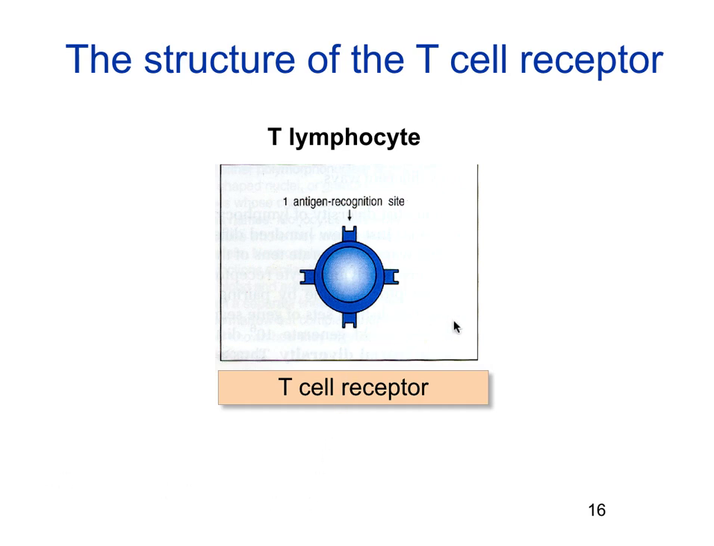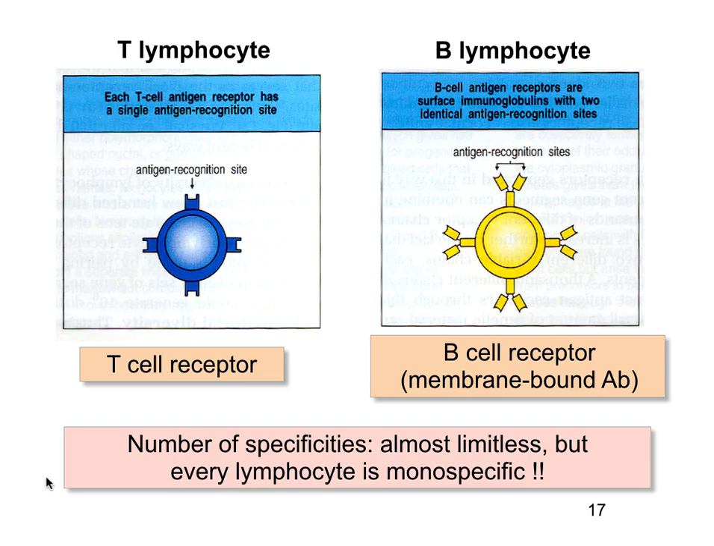So here's the structure of the T cell receptor. It is slightly different from an antibody. It only has one recognition site. And here the two of them are together. So here's the T cell receptor with one antigen recognition site, and here's the B cell receptor with the two antigen recognition sites. So they're quite different, but there's one commonality.